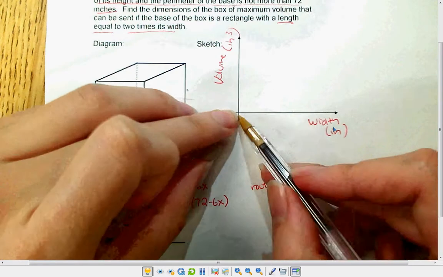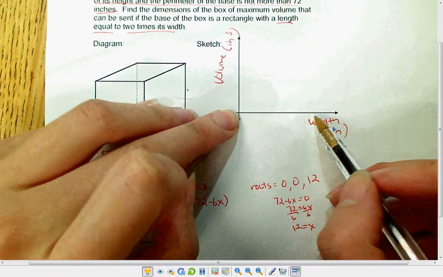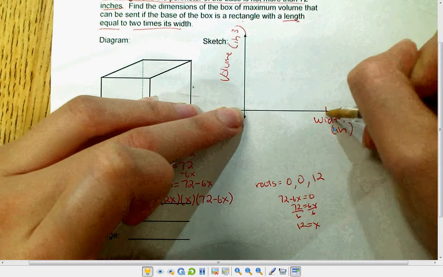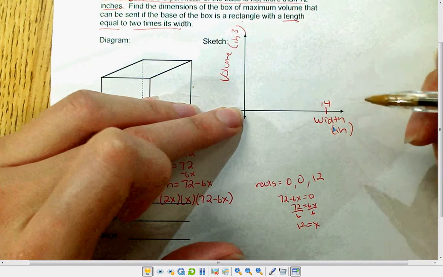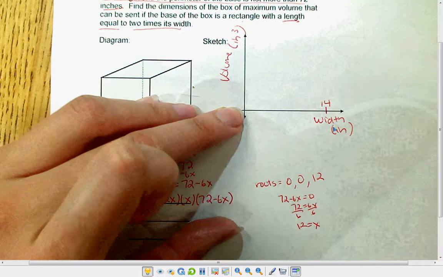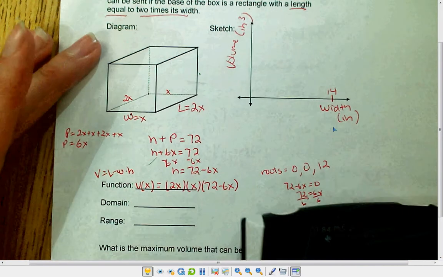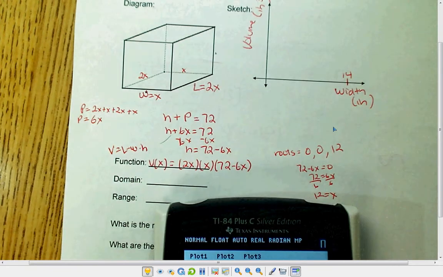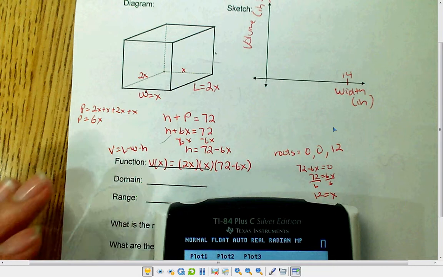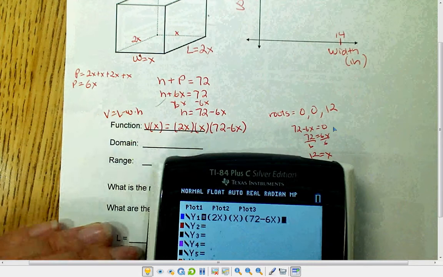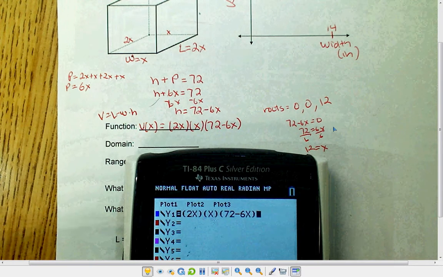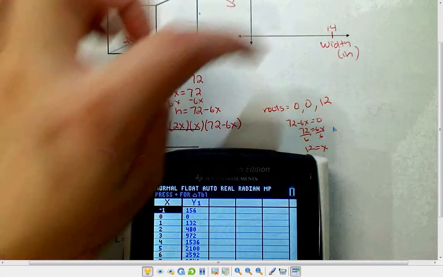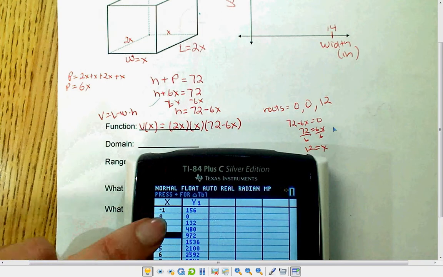So I know that I need it to go all the way to 12, maybe a little bit farther. So let's just say, we'll just go all the way to 14, even though I know it's going to hit at 12. And now let's put this into our calculator. So go to y equals again. We're going to type in our new equation, 2x, x, 72 minus 6x. Let's go to our table. So we know we want to go from 0 all the way up to 14. Let's see the highest point this gets to.